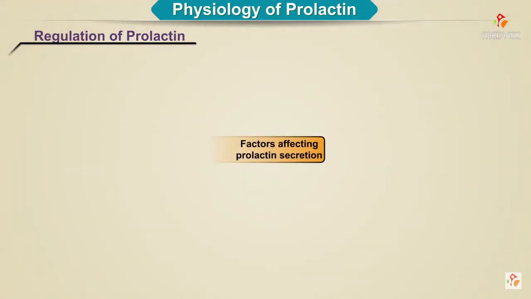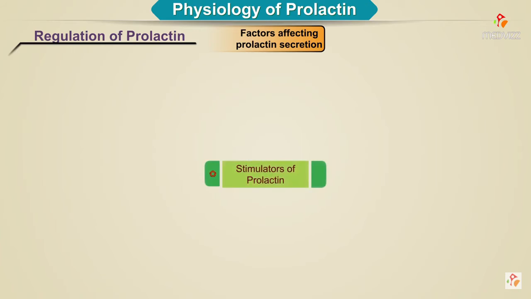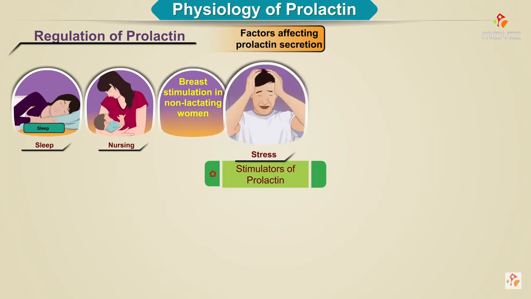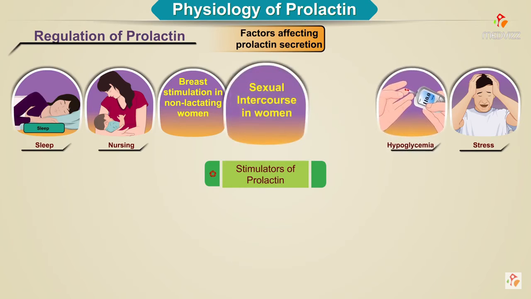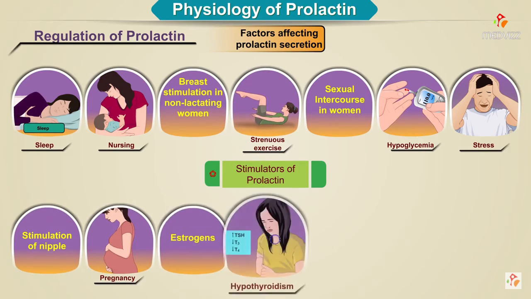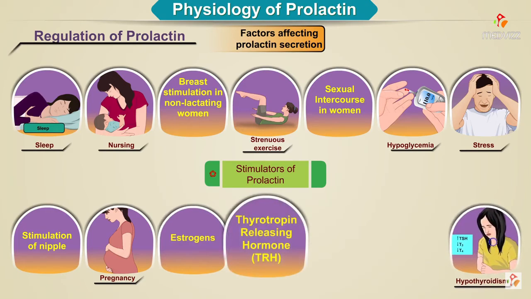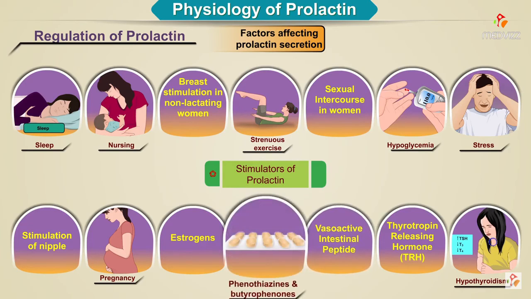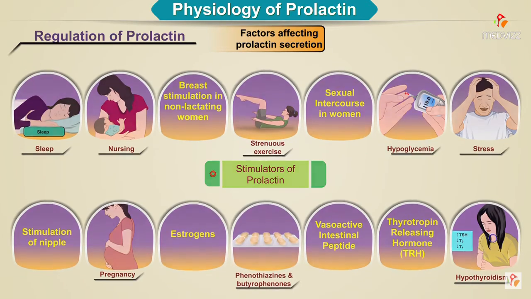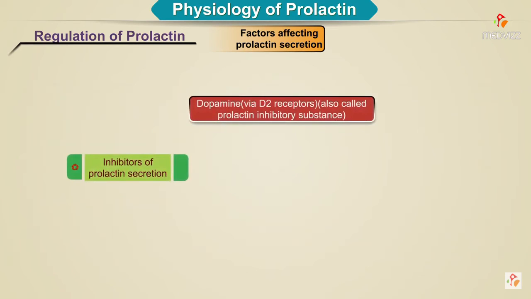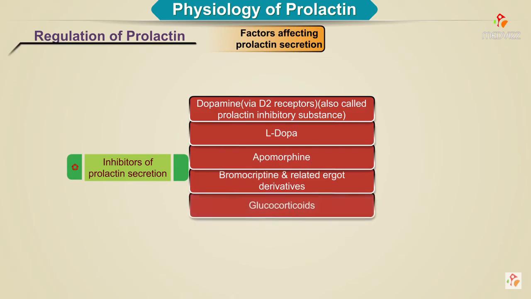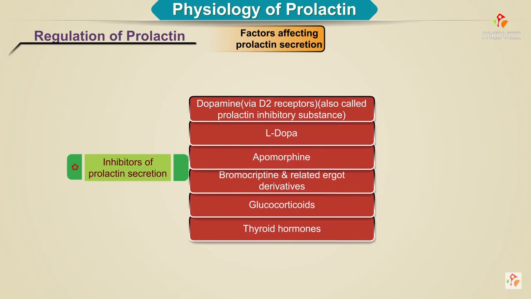The factors affecting the secretion of prolactin. Prolactin secretion is stimulated by sleep, nursing, breast stimulation in non-lactating women, stress, hypoglycemia, strenuous exercise, sexual intercourse in women, stimulation of the nipple, pregnancy, estrogens, hypothyroidism, thyrotropin releasing hormone, vasoactive intestinal peptide, phenothiazines, and butyrophenones. Certain other factors like dopamine via the D2 receptors, L-DOPA, apomorphine, bromocriptine and related ergot derivatives, glucocorticoids, and thyroid hormones are all inhibitors of prolactin secretion.